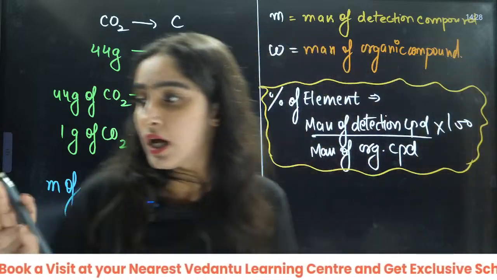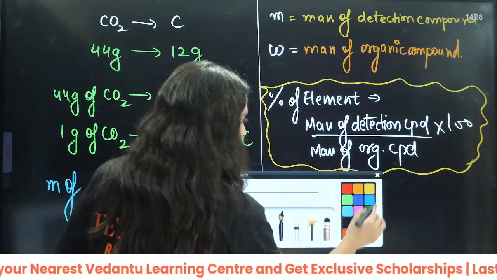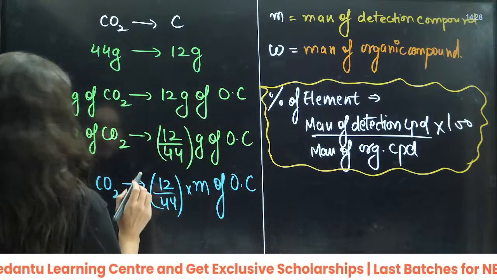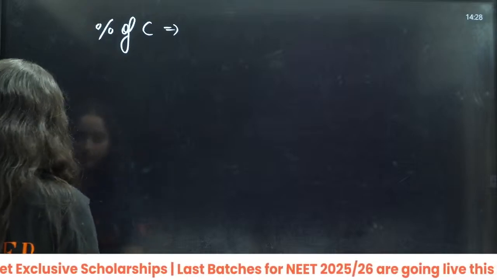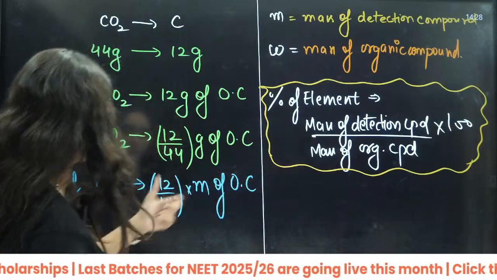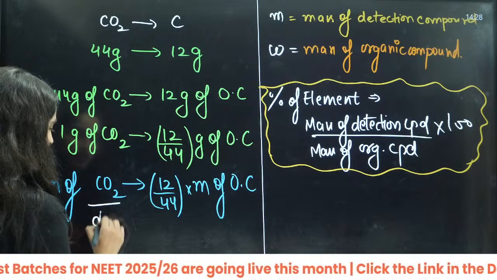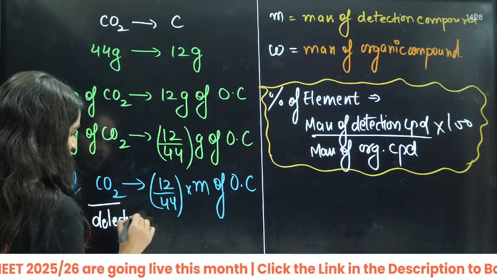Is that clear, beta? Now, let us see the formula here. Which formula will it become? Percentage of carbon will be, detection compound is this. This is your detection compound.